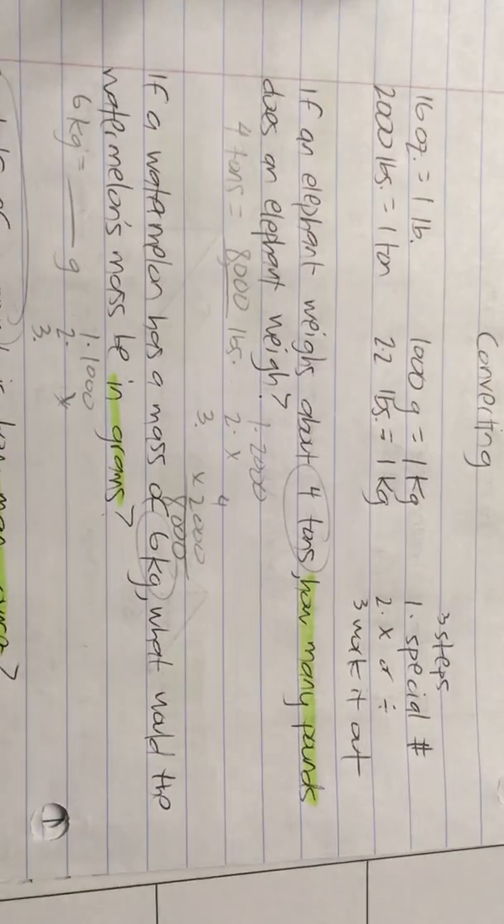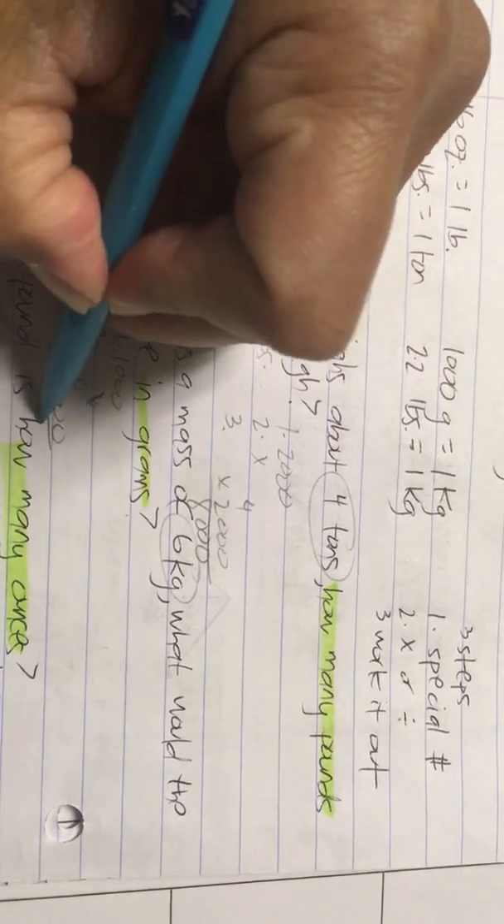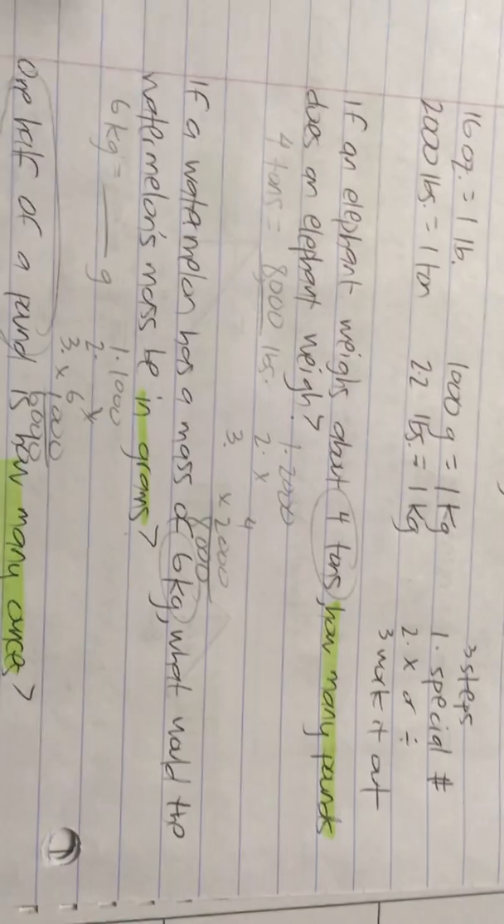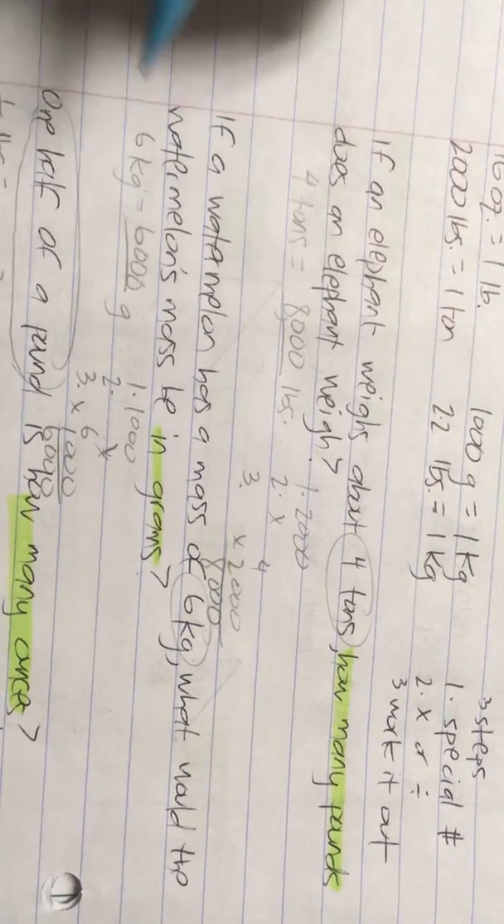So again, we're looking for shortcuts. We've got zeros, so I'm going to set it up this way. 6 on top times 1,000. We can simply bring down the zeros and multiply 1 times 6, which is 6. So the final answer, 6 kilograms equals 6,000 grams.